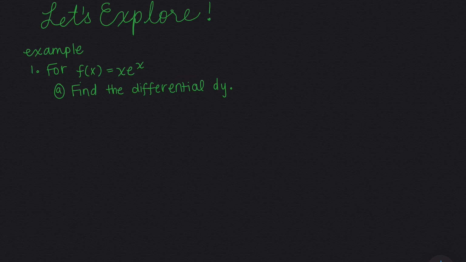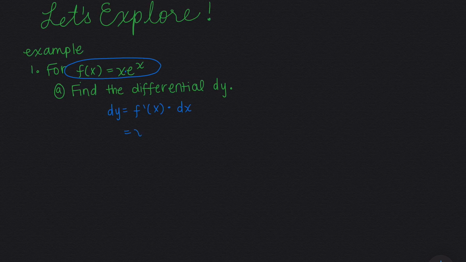Okay, so we have, for f of x equals x times e to the x, find the differential of y. We know that dy is equal to f prime of x times dx. This is the definition. We can take the derivative of f of x, which we have up here. Notice that we need to use the product rule here. We have the product of two functions, x times an exponential function, so a polynomial times an exponential function.